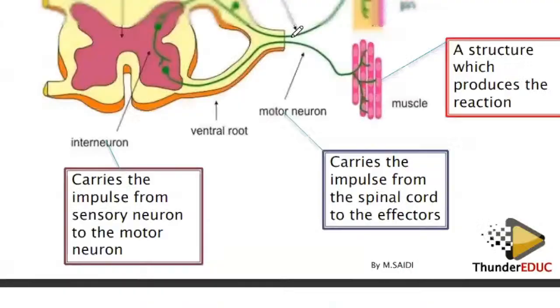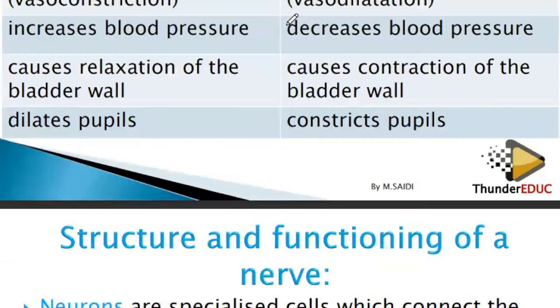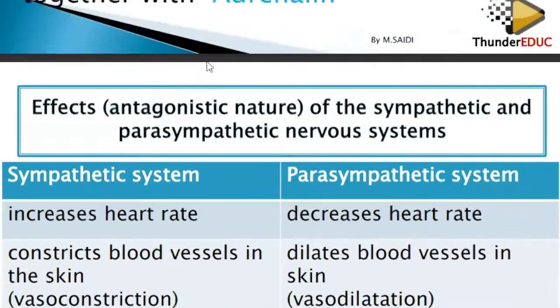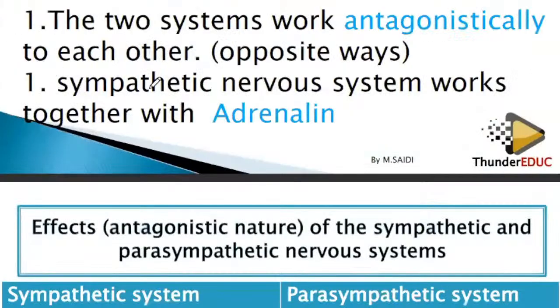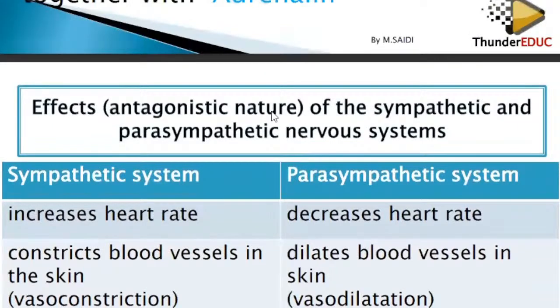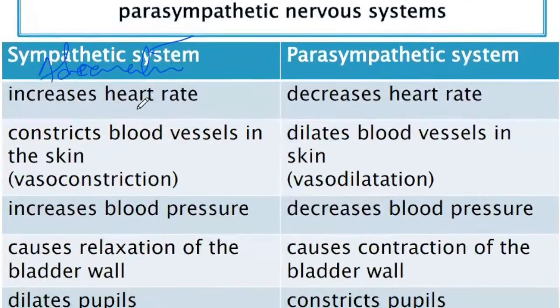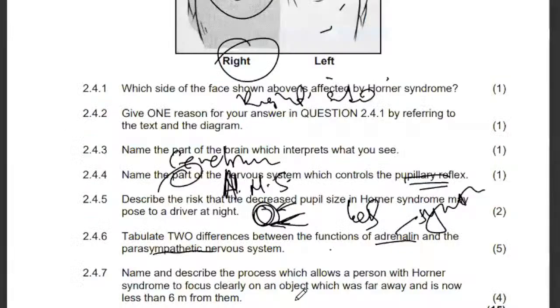No. It's far. This is what they are looking at. The differences. Remember that we said here that the sympathetic nervous system works together with adrenaline, meaning that where there is sympathetic nervous system, we put adrenaline, and then you have parasympathetic. There is increased heartbeat. It's the same thing, constriction of blood. So you just have to get two of this. Yes. And then you're able to get those marks.